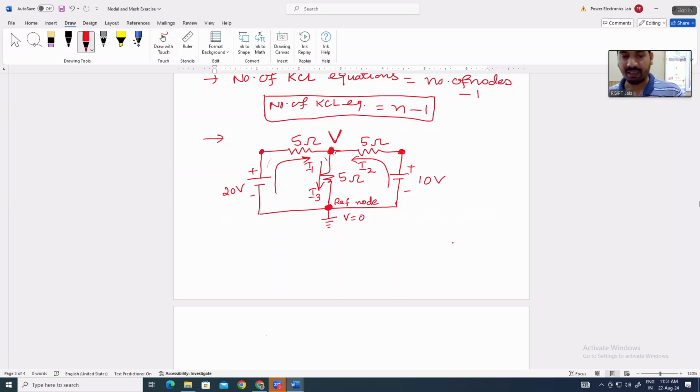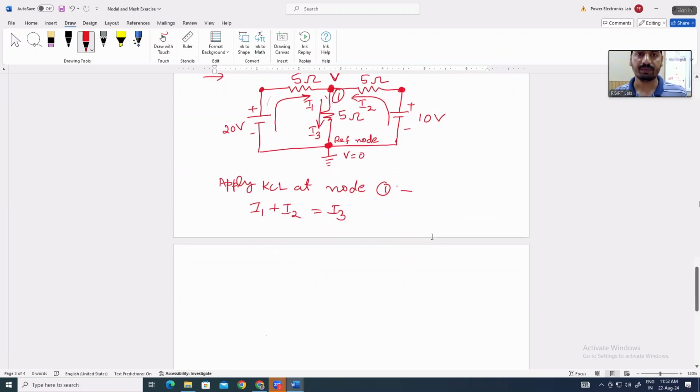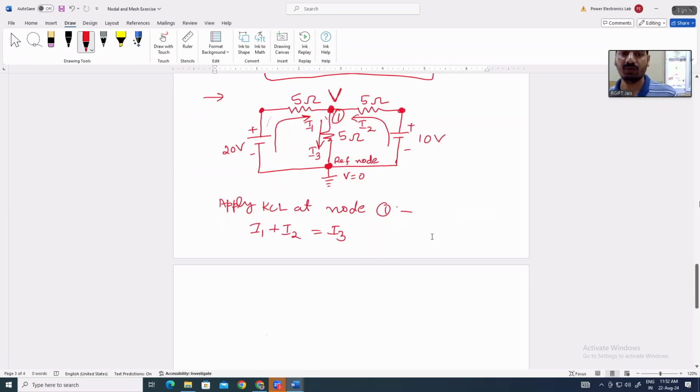सो वी विल अप्लाई KCL एट दिस नोड 1, इसको एज्यूम कर ले रहे हैं, अप्लाई KCL एट नोड 1। नोड 1 पे KCL अप्लाई करेंगे। I1 and I2 are the incoming currents, I3 is the outgoing current. I1 plus I2 will be I3 as per KCL. क्लियर है? I1 plus I2 is equal to I3, right?